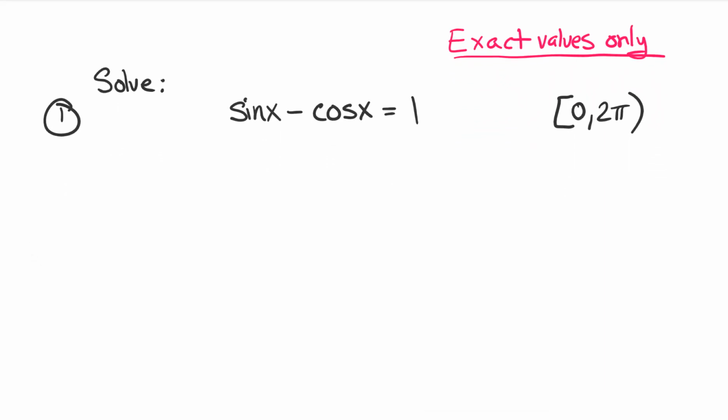We want to solve sine of x minus cosine of x is equal to 1 on the interval from 0 to 2 pi.